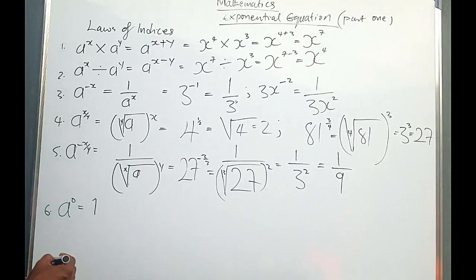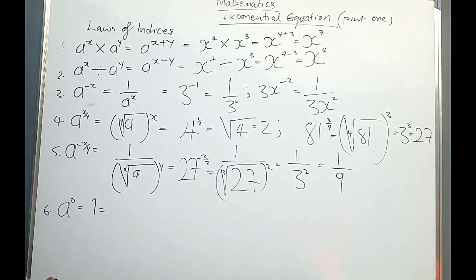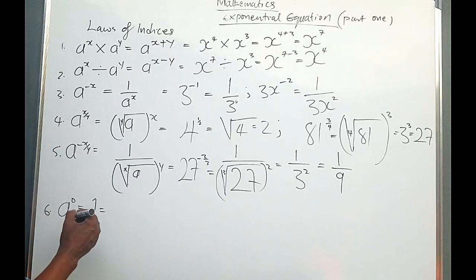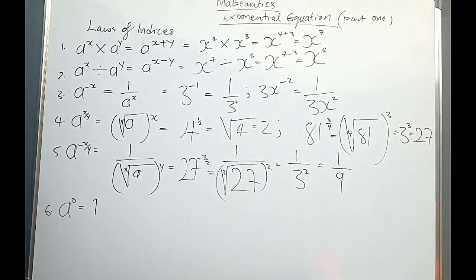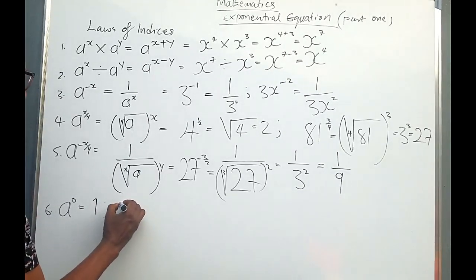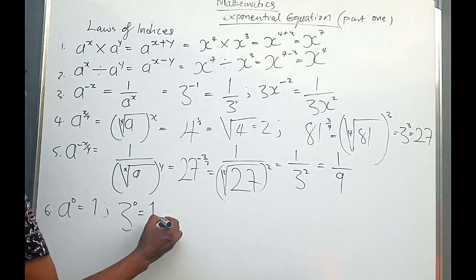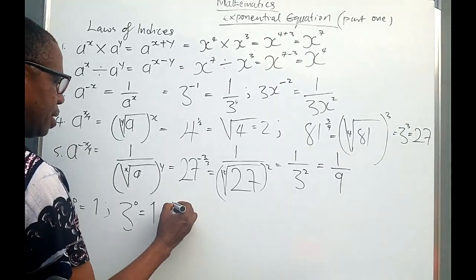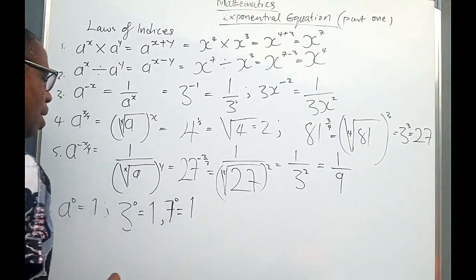Then the last but not the least we consider before we go to the main equation, which is exponential equation part 1, is a raised to the power 0 is equal to 1, which means any number raised to the power 0 is actually equal to 1. For instance, 3 raised to the power 0 is 1. 7 raised to the power 0 is 1.